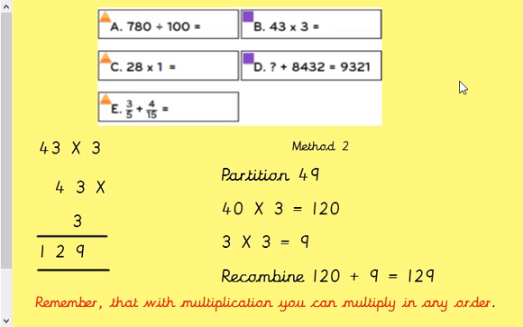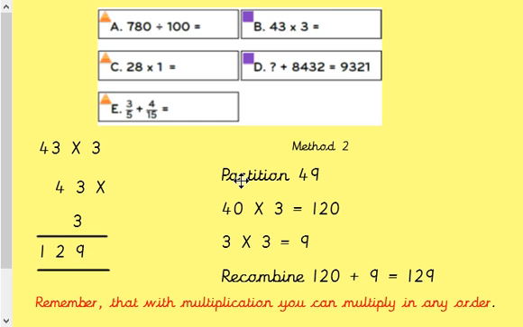Okay, the first question this morning, we're going to go straight into one of our written questions, and it's going to be 43 times 3. Method 1, nice and simple, short multiplication, column method. First thing you've got to do is make sure you've lined up your columns properly. And then we're going to start with the ones. So 3 times 3 would be 9. And then 3 times 4 would be 12. So our answer, nice and simply, is 129.